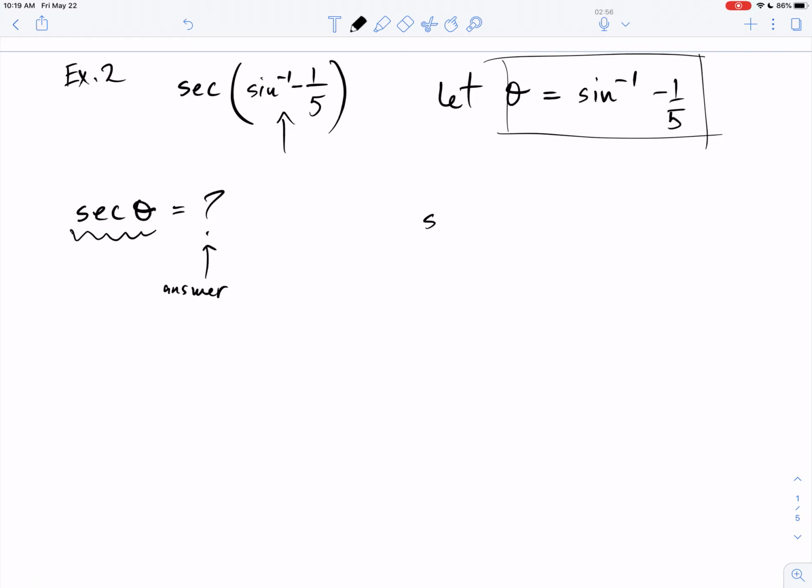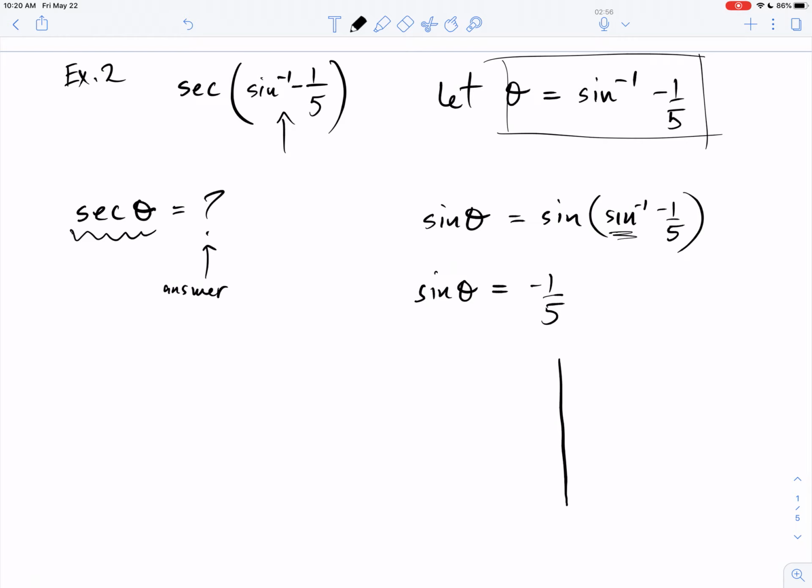So I go, hey, if I take the sine of theta, that's the same as taking the sine of sine inverse of negative 1/5. Then I get sine theta equals negative 1/5. And remember, I'm dealing with a sine inverse. So where am I supposed to draw a reference triangle that's negative for this? I'm supposed to be in which quadrant? Quadrant 4. That's from page 253.